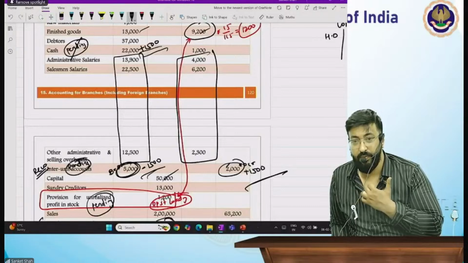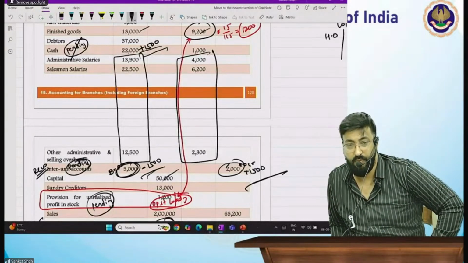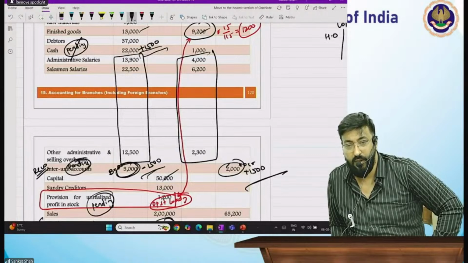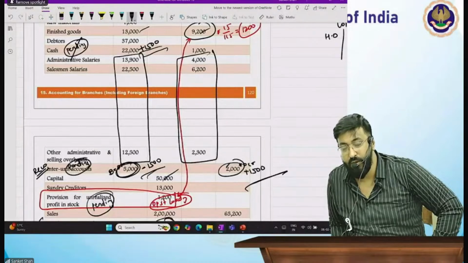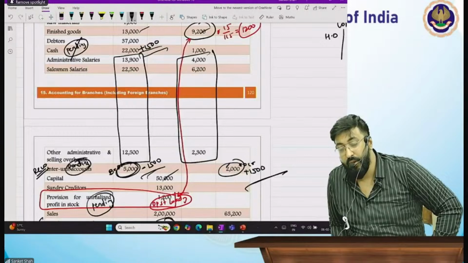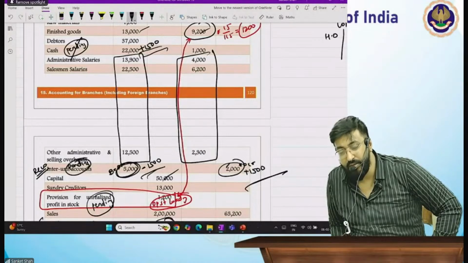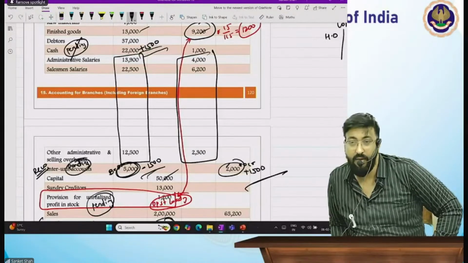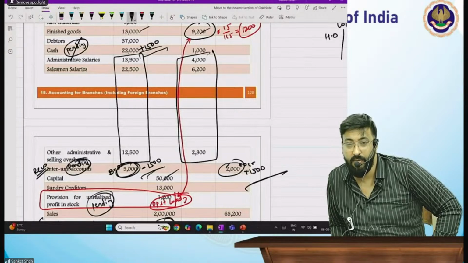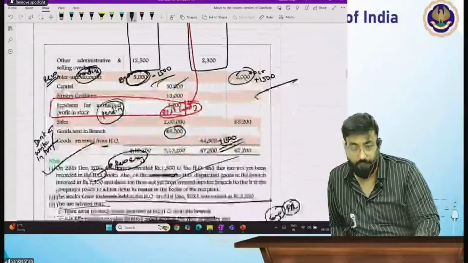In the branch books we have added, and in the head office books we have subtracted. In the branch books, under goods sent to branch we have added, and the HO account in the branch books, we have already included that. Branch account always shows credit. In branch books, HO account has which balance? Credit balance. And this entry is also having credit balance, so it is added. So is it difficult? No, sir. Okay, thank you, sir. So we will move on now.